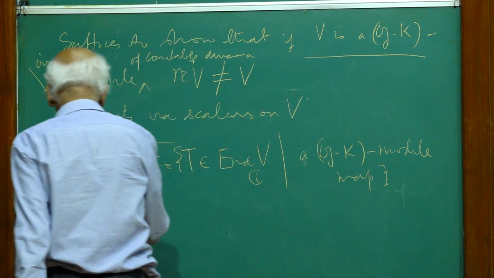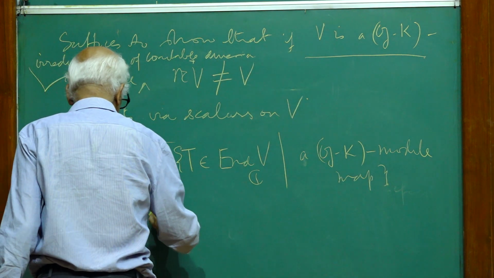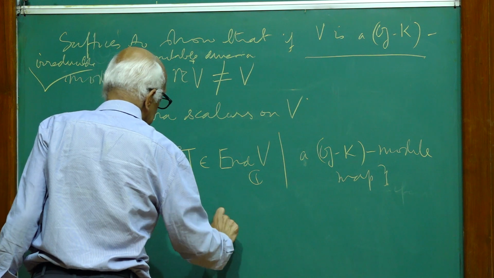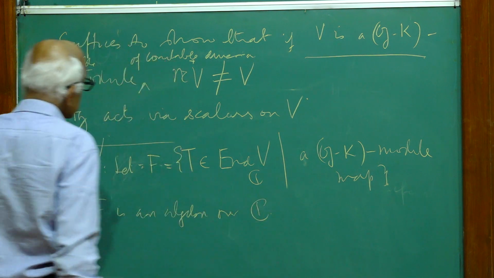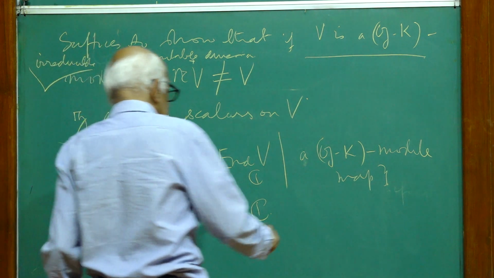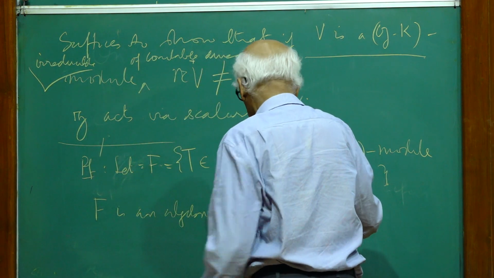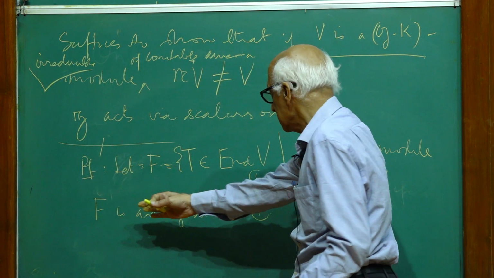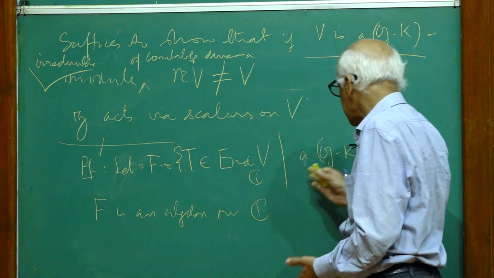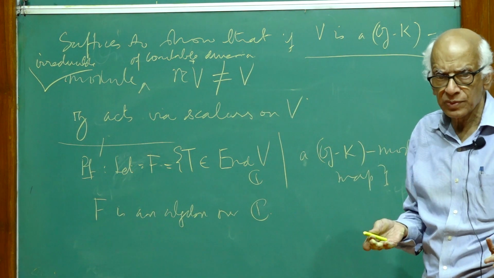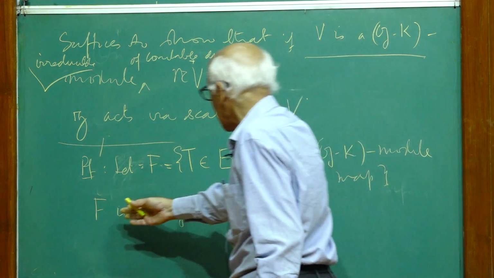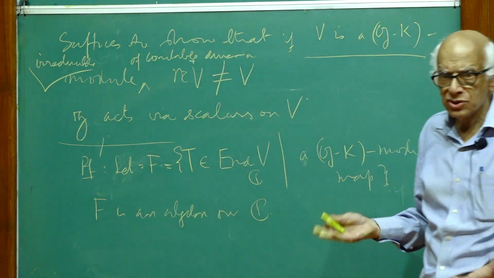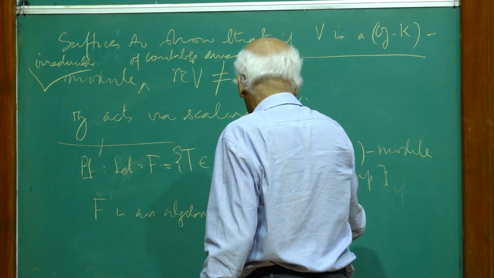This F is obviously an algebra. And since we assume that V is irreducible, F is a field. Every endomorphism is necessarily an automorphism or zero. So it follows that every element of F is invertible or zero. So F is a field.